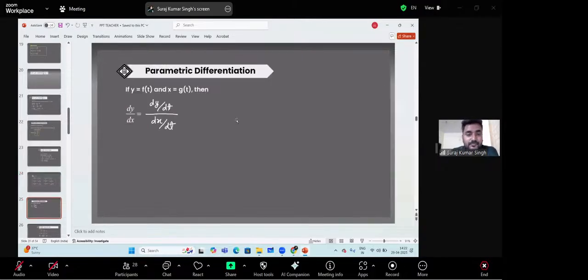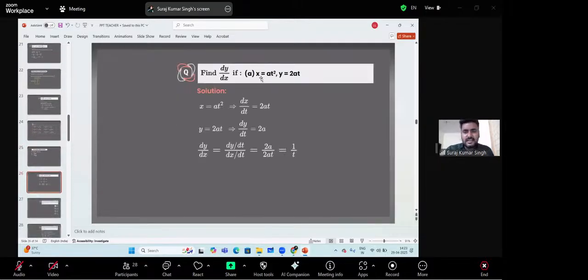Okay. Next, here I have written parametric differentiation. What is parametric differentiation? It's very easy to find out. If y equals f(t) and x equals g(t), then we find dy by dt and dx by dt. After taking this quotient, we can get dy by dx. Okay, for an example, I have taken x equals at square and y equals 2at. Let's find dx by dt and dy by dt.